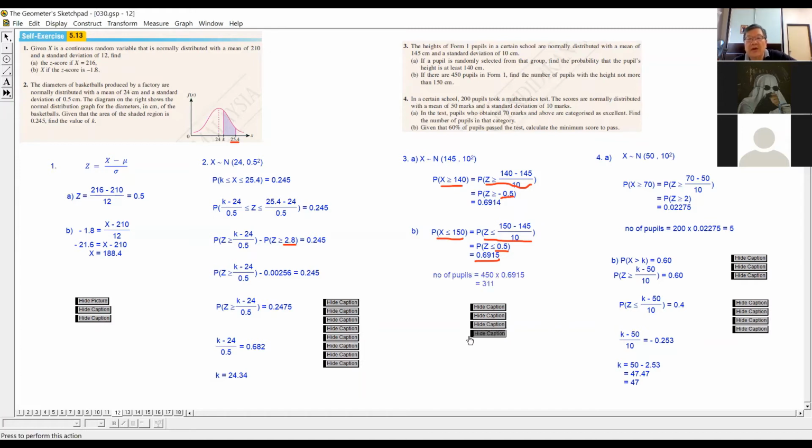So the probability is 0.6915. The total number of students is 450. So you use the probability, multiply with the total number of students. You will get 311 students. This means that only 311 of them will have a height less than 150.